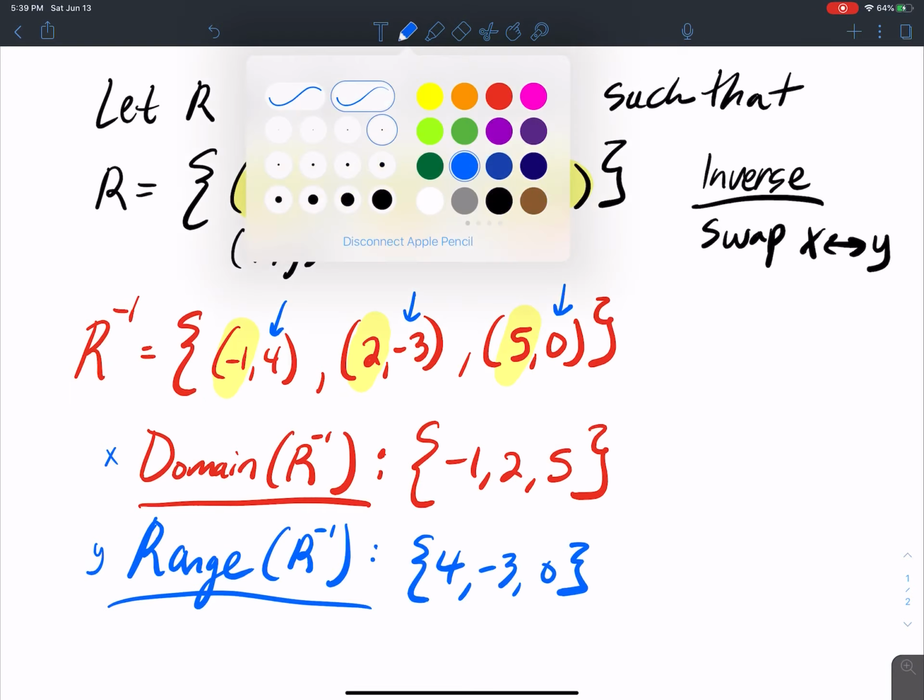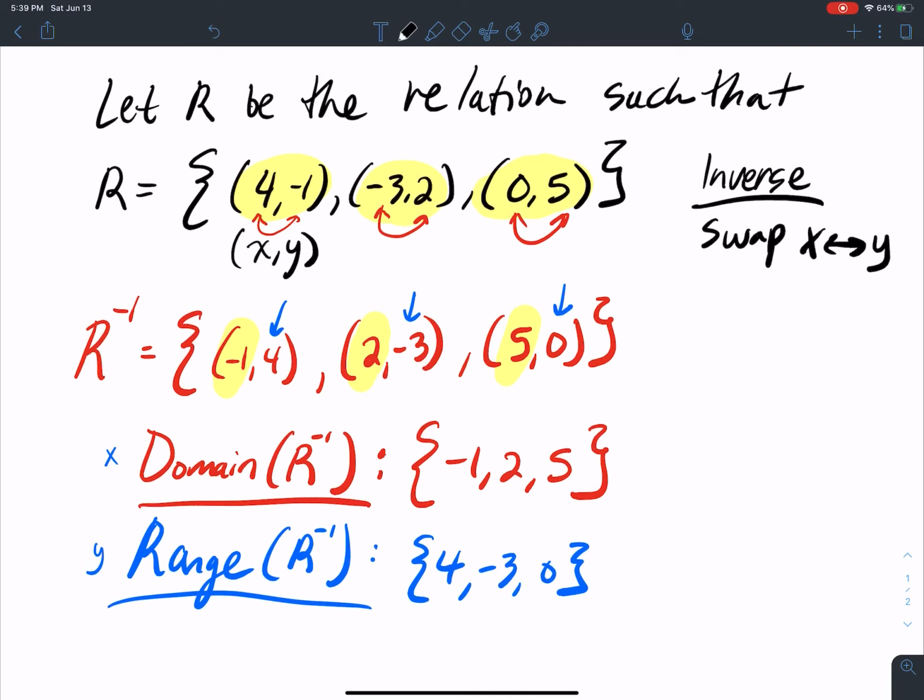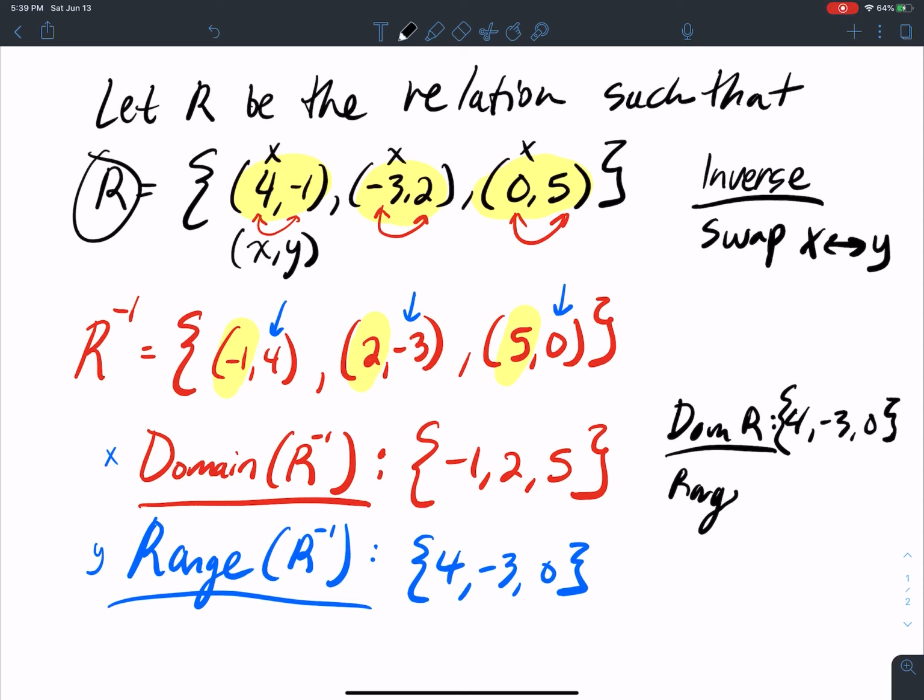Now, one thing that you can notice is that if I had written out the domain and the range of R, the domain of R, what are the x's here? Well, it's 4, -3, and 0. And the range of R would have been -1, 2, and 5. So what do you notice? What happens with inverse function?